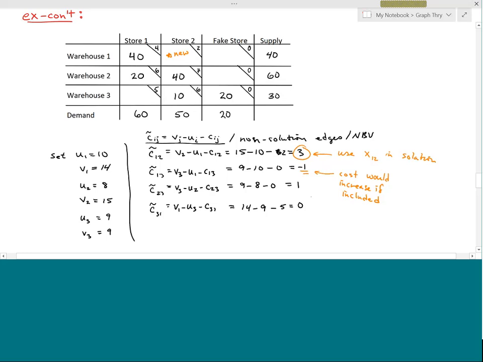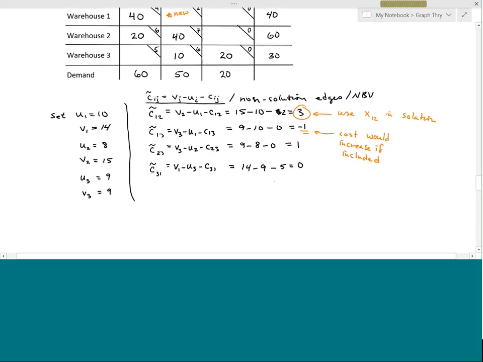Okay? So we're going to look here, and we're going to say, hey, 3 was the biggest number that we had in play, so we are going to add in the cell 1,2 to our solution. And if we add in a cell 1,2 to our solution, we have to then remove one of the cells. So we ended before we got to how to remove a cell. So here's how to remove a cell.